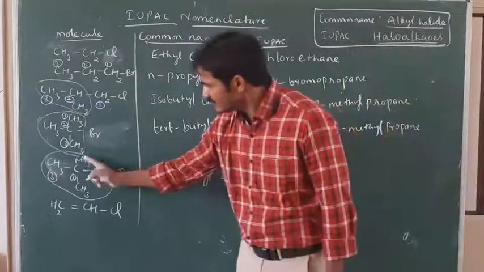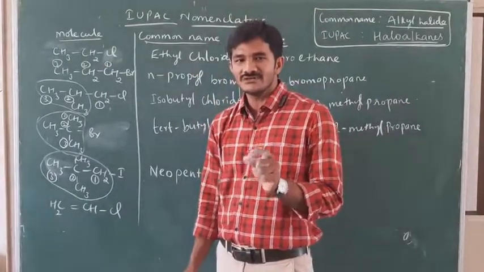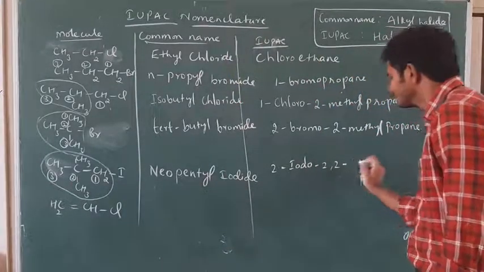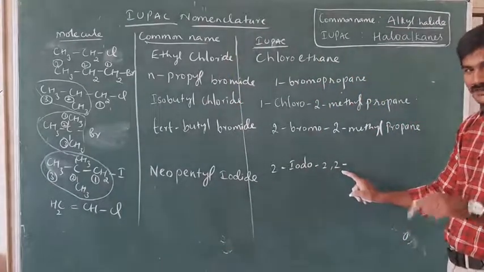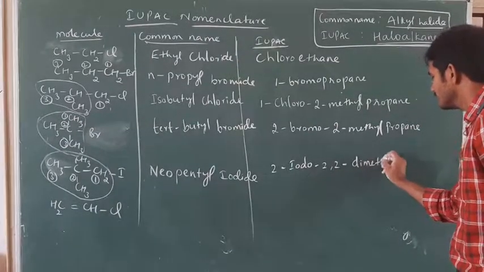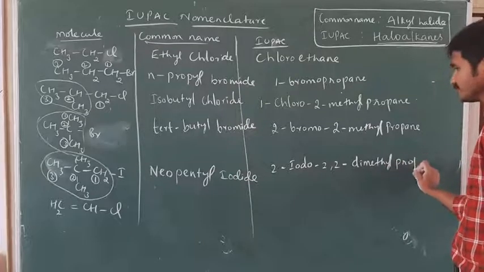At the second carbon we have 2 groups, both are methyl. As there are 2 same groups, we have to use the term di. And the numbering at the same carbon is 2, 2. As the 2 groups are present on the same carbon, I write 2,2-dimethyl propane.